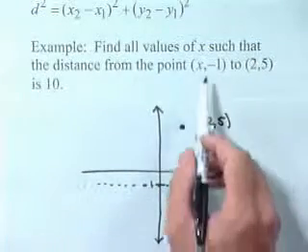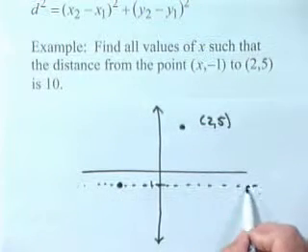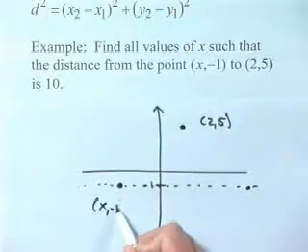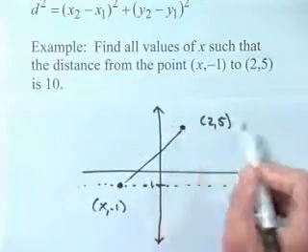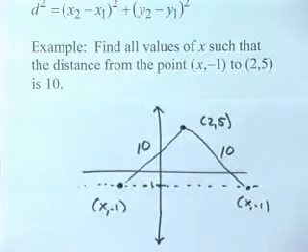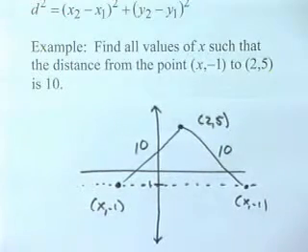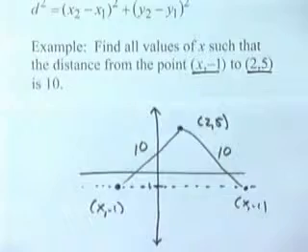So we want to find all x coordinates such that the distance between our point (x, -1) and (2, 5) is 10. That's what the problem says. You might want to rewind this and view this again, okay? But this is what our problem says. So we want to find these x values. Well, how are we going to do that? Really what it's saying is find the distance between these two points such that the distance is 10.